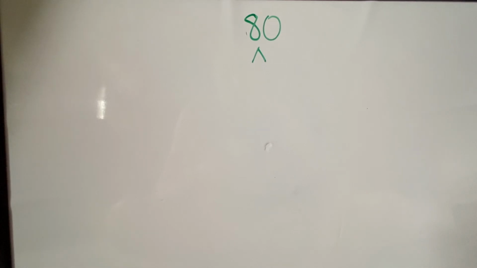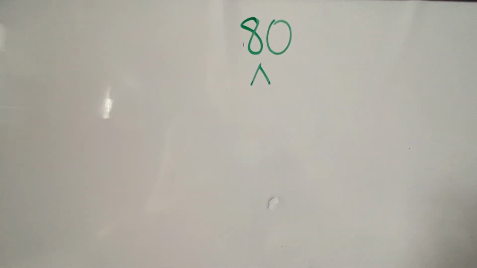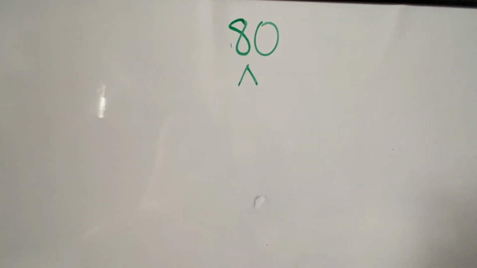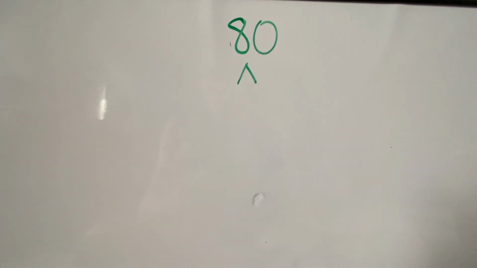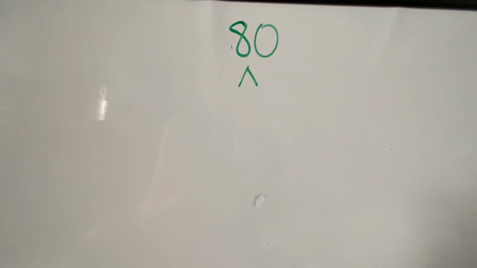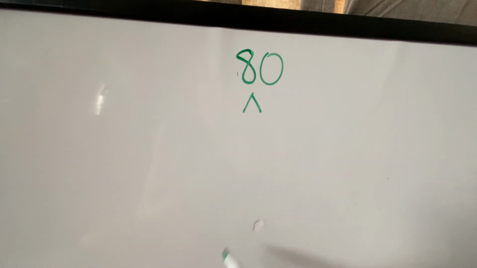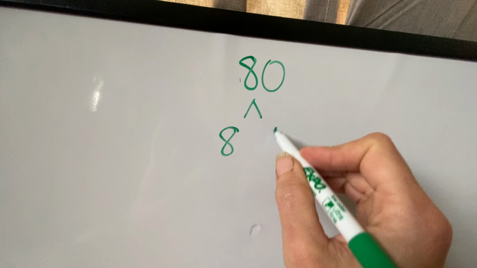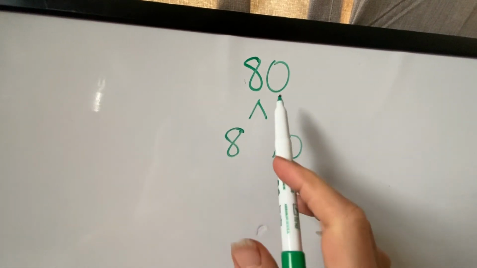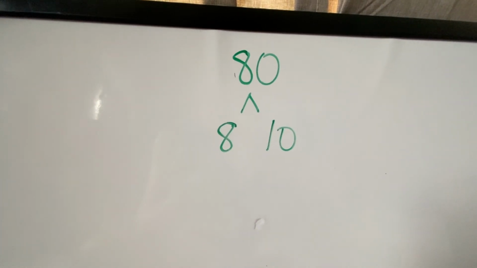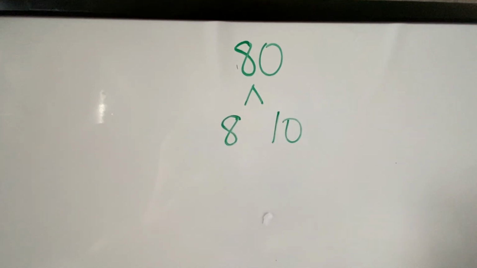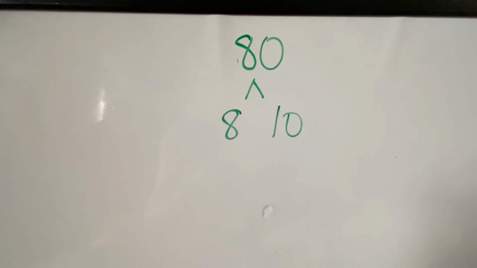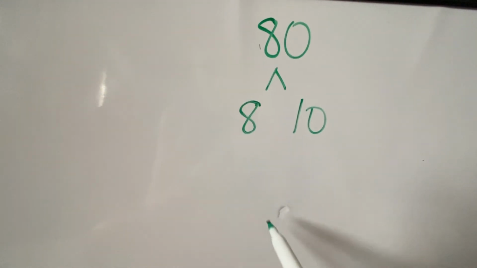So we are going to start right here at 80, and we're going to say, okay, 80 is what number times what number? You can have any two numbers that equal 80. So I'm just going to pick 8 and 10. 8 times 10 equals 80. If those numbers are prime, then we're all done. But 8 and 10 are not prime, so we're going to break them down even more.